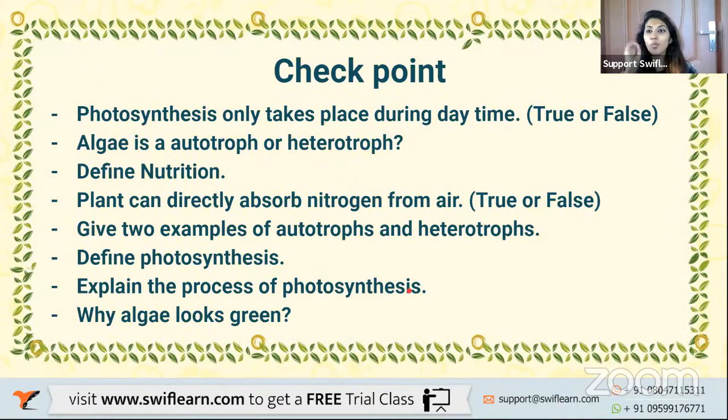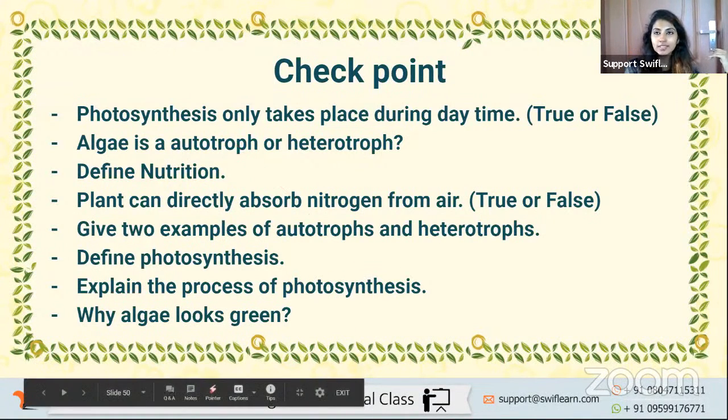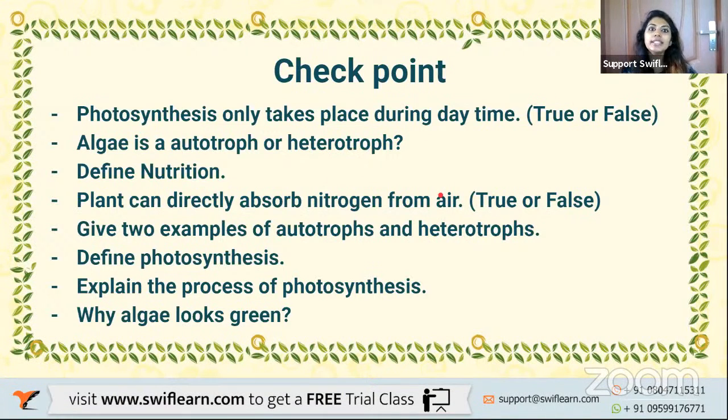Now, let's see what we learned, or let's see if you have learned what I have explained. Tell me, true or false: photosynthesis only takes place during daytime. Is it true or false? Who will answer? Let me see who will answer this. Photosynthesis only takes place during the daytime.